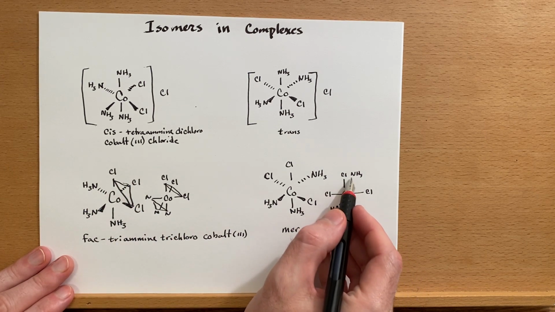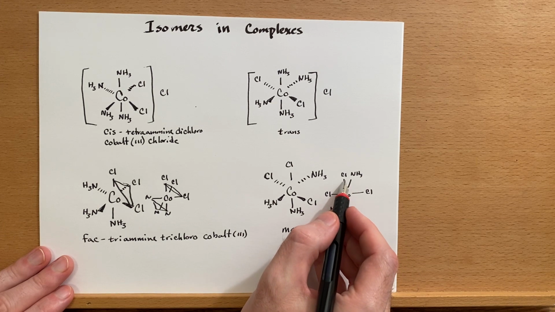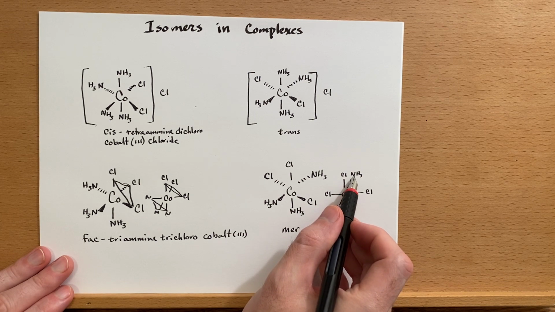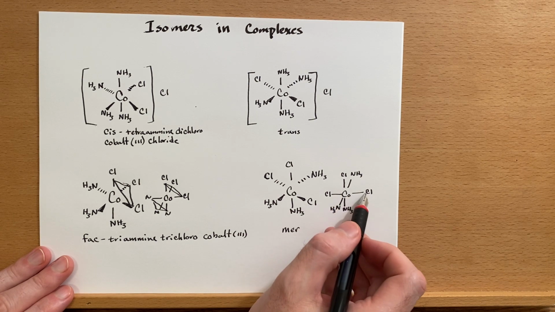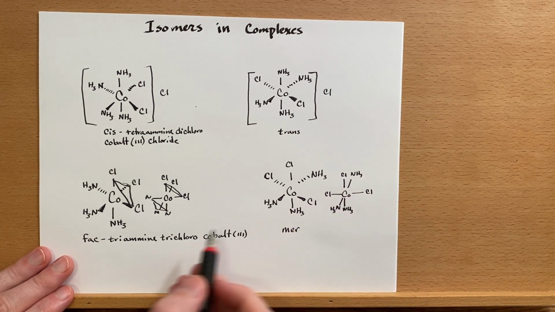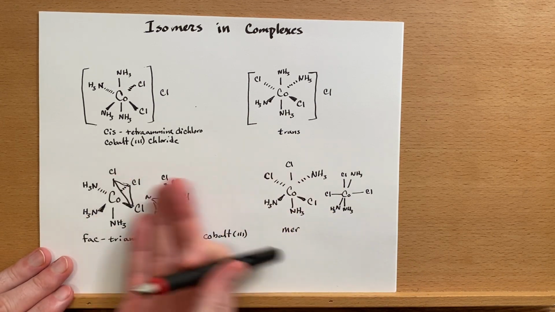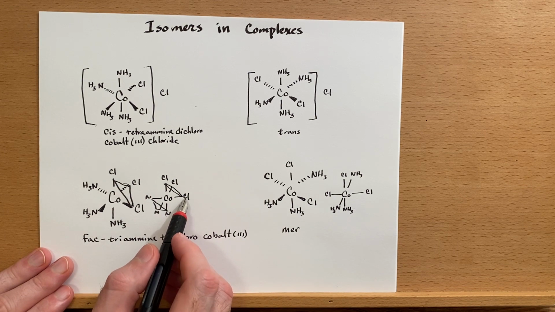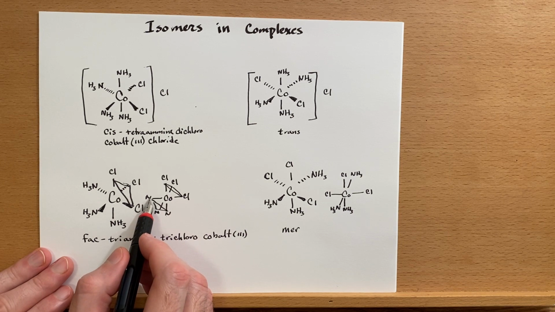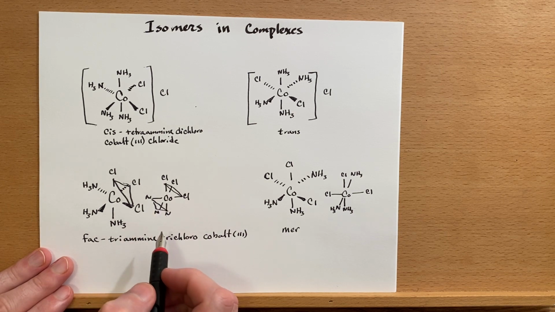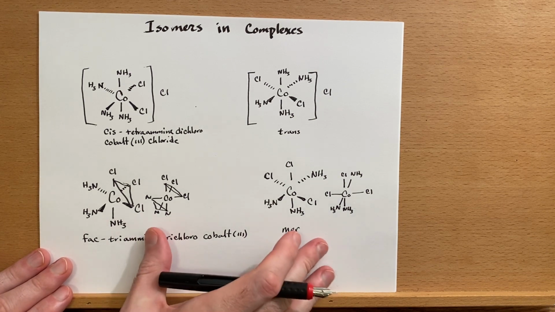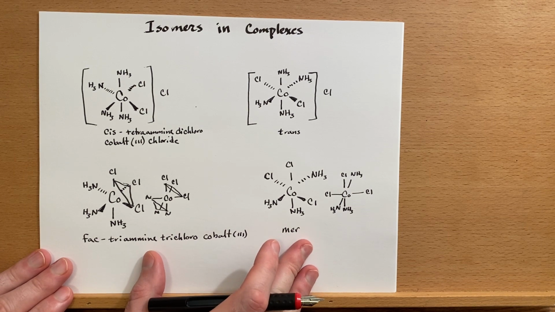I can't do that over here. Right? If I try to draw the triangle on this one face, I will have one of the nitrogens or one of the ammonias contained in that triangle. Same thing, I can't draw one straight line and have it all be chlorines over here. Chlorine, chlorine, ammonia. So this is a different isomer. This is the facial isomer, that's the meridian isomer. These particular isomers are possible in an octahedral geometry.